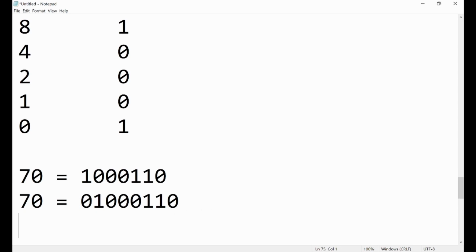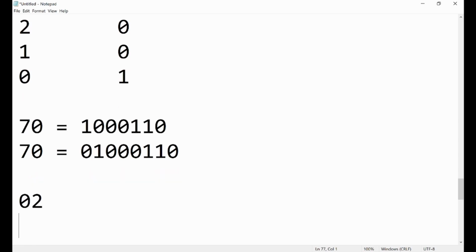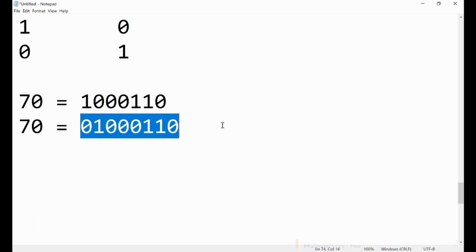Are you with me? When they write 02, is it not the same as 2? When they write 05, it's the same as 5. When it's 50, then it's not the same. But 0 in front is the same, right? So when I put 0 here, it doesn't change the value. It is still the same.